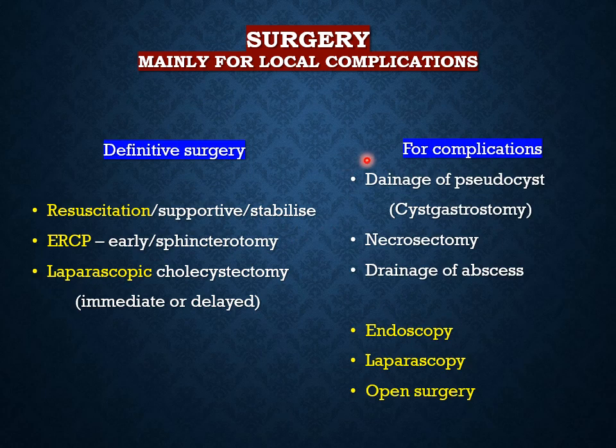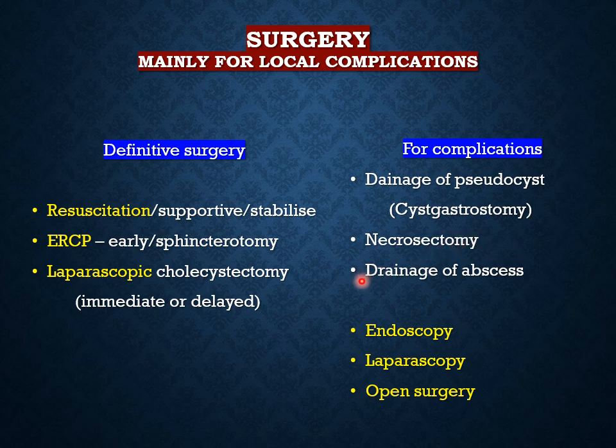For the local complications that develop following acute pancreatitis, especially for pseudocysts, drainage of the pseudocyst is important, and this is done by draining the cyst into the stomach by a cyst gastrostomy, creating a fistula between the cyst and the posterior wall of the stomach. If there's massive necrosis, then a necrosectomy has to be done. This is a form of debridement of the pancreas.